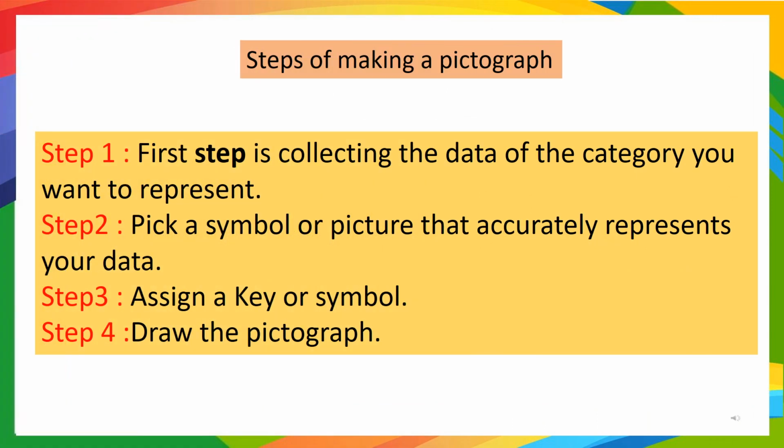Steps of making a pictograph. First step is to collect the data of the category you want to represent. Then, second step is pick a symbol or picture that accurately represents your data. Third step is to assign a key or symbol, then draw the pictograph.